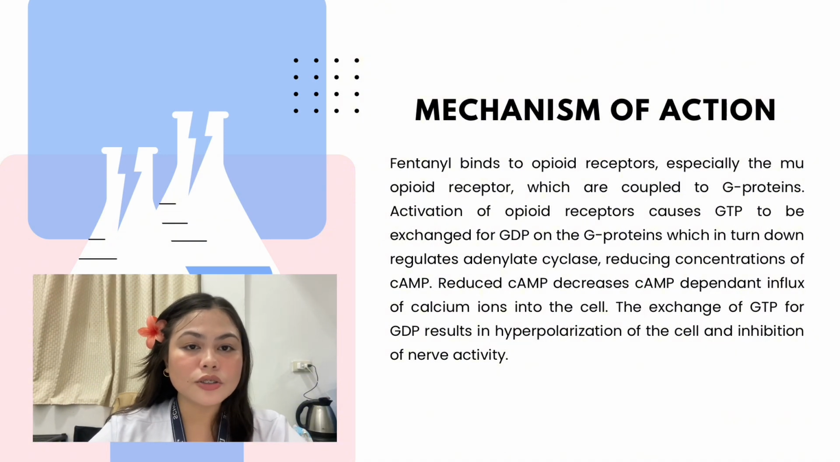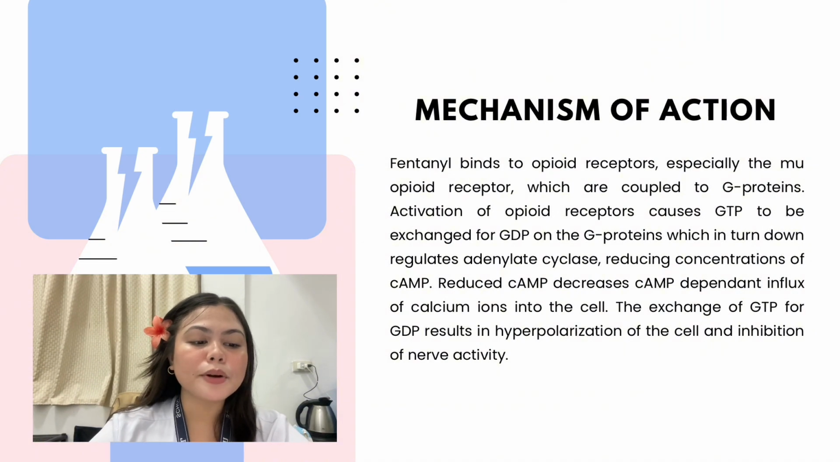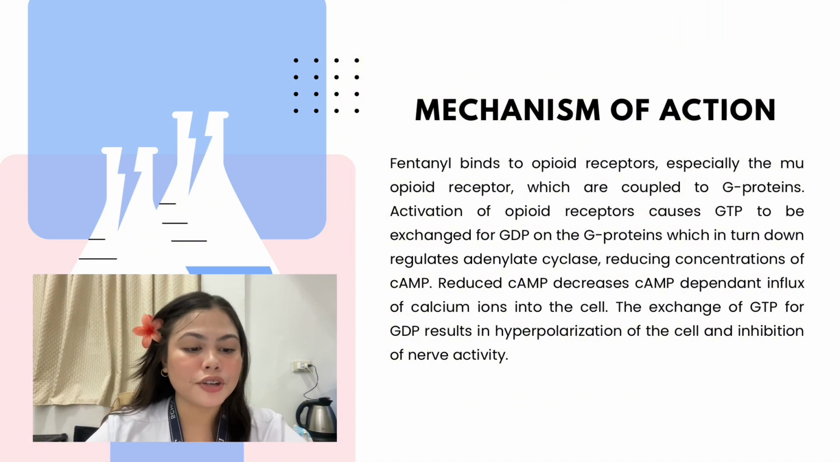cyclase, reducing concentrations of cAMP. Reduced cAMP decreases cAMP-dependent influx of calcium ions into the cell. The exchange of GTP for GDP results in hyperpolarization of the cell and inhibition of nerve activity.